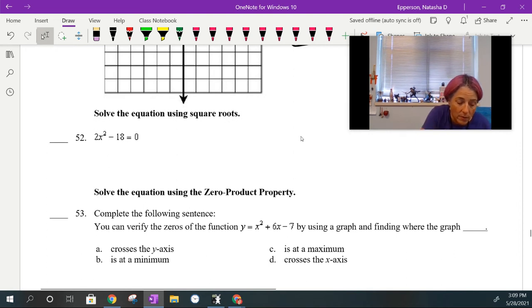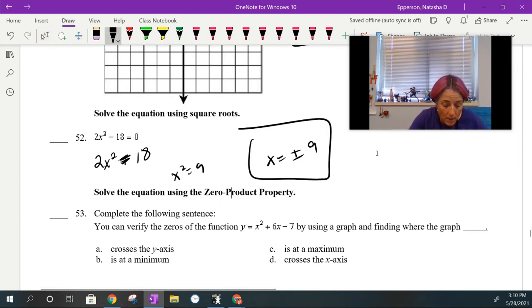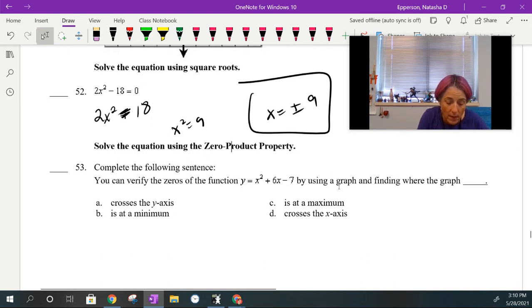Solving using square root. So I'm going to move the 18 over, so that becomes 2x squared equal to 18. 18 divided by 2 gives me x squared is equal to 9. So x is equal to plus or minus 3. Know how to complete the following sentence. You can verify zeros of this given function using a graph by finding where the graph crosses the y-axis. Actually, it's not where it crosses the y-axis. We want to identify the zeros, so that is where it crosses the x-axis.